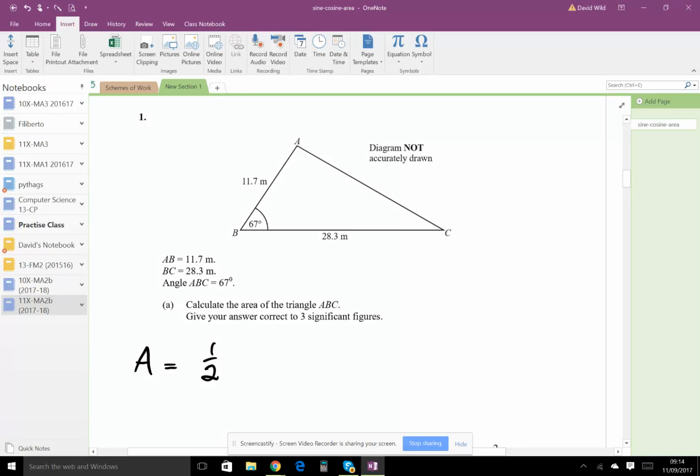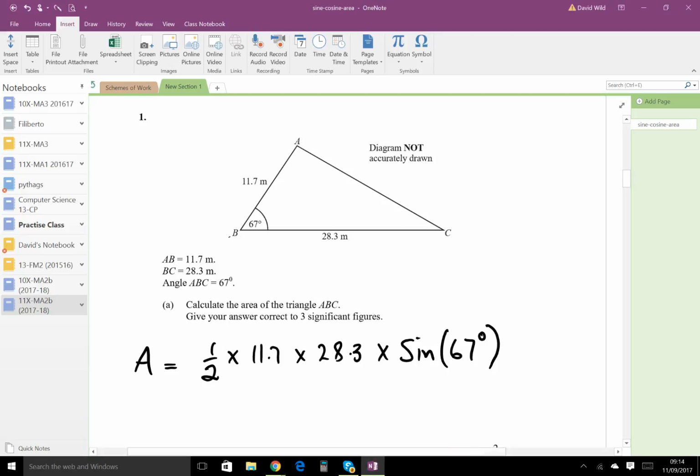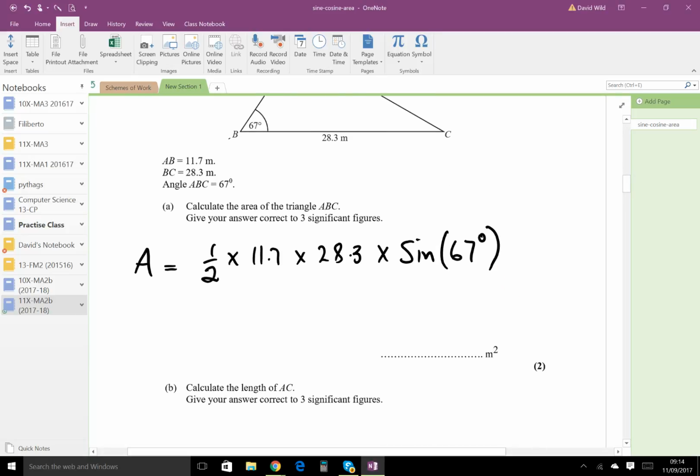Now, in this case, sides are this side, and the angle between them is this angle. So our area is a half times one of the sides times the other side times the sine of the angle between those sides, which of course is 67 degrees. So when we've done that, we can add that to the calculator.